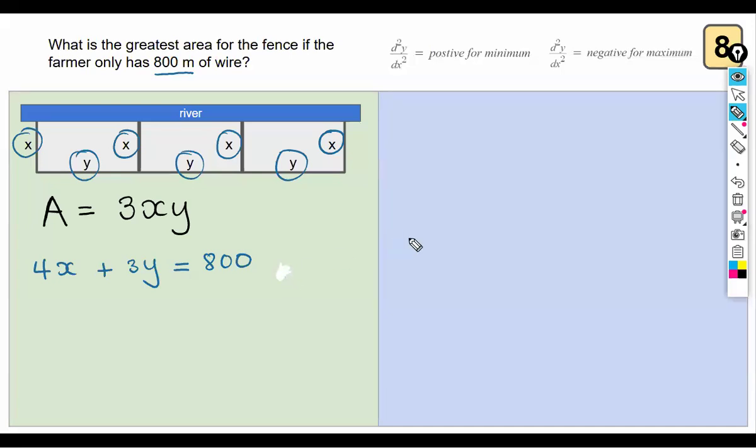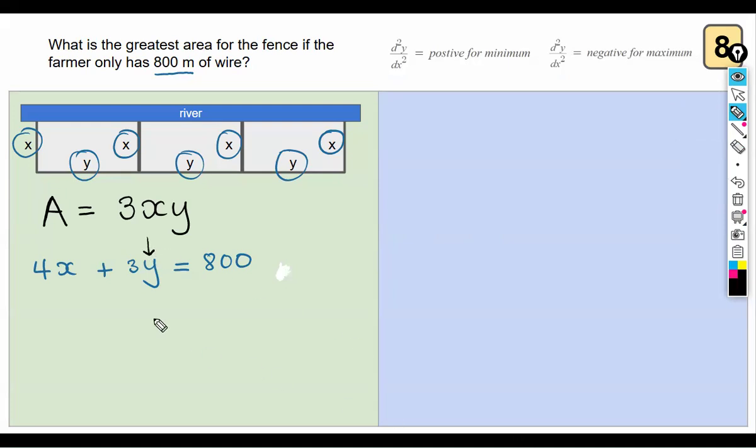Which one is easier to make the subject here? Now you have to use your common sense here. Which one is the easier one to make the subject? Usually I would say X, right? But it takes a little bit of experience to realize only this time Y is the easier one to make the subject.